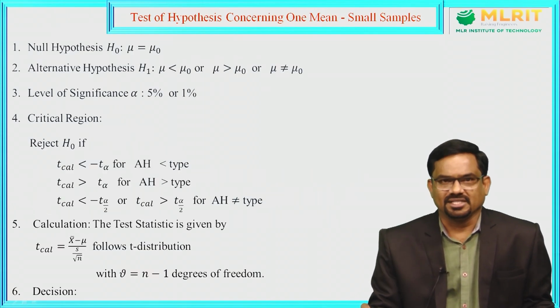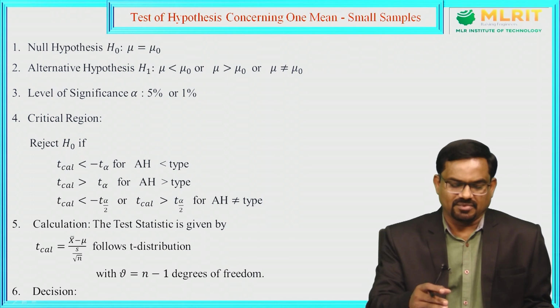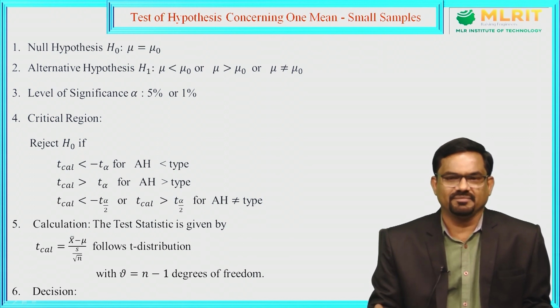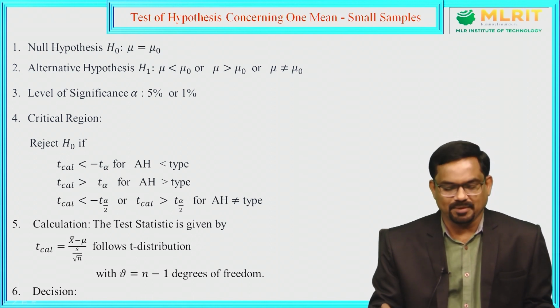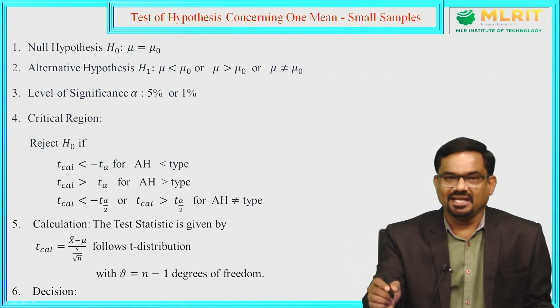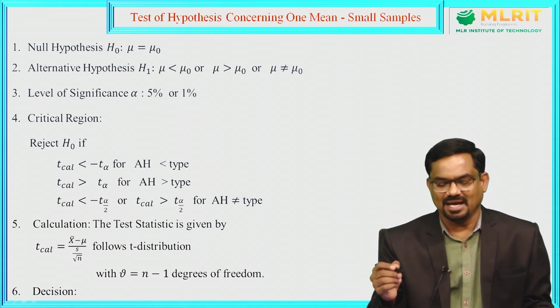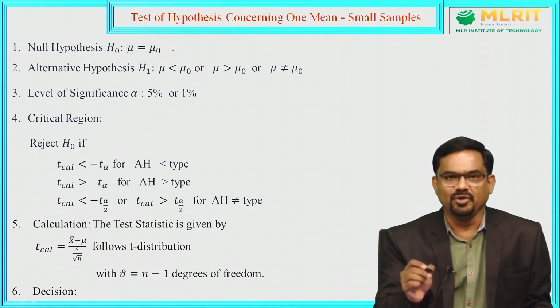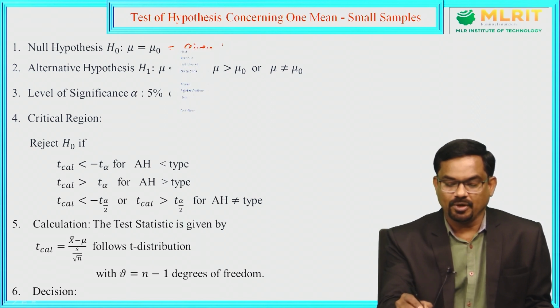Now coming to testing of hypothesis concerning one mean for small samples, the procedure is as before: null hypothesis, alternative hypothesis, level of significance, critical region, test statistic, which is the calculation part, and finally the decision. Since we are dealing with one population, one sample and one mean for population and sample, the null hypothesis will be mu equal to mu naught, where mu naught is the given population mean.